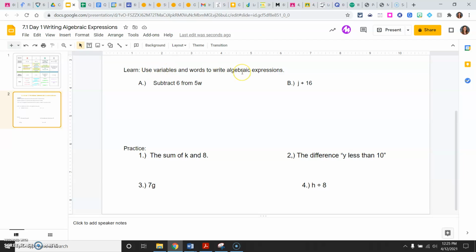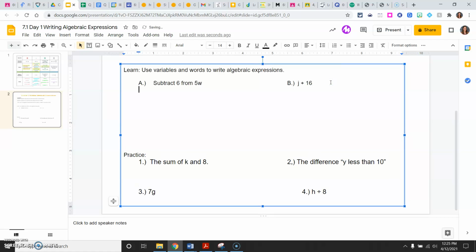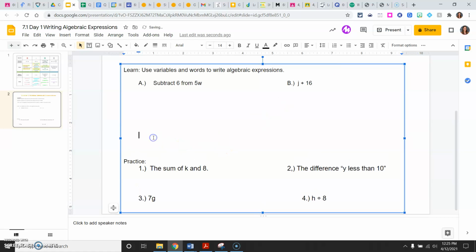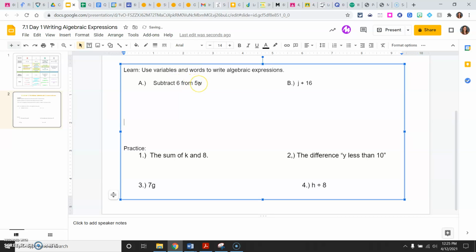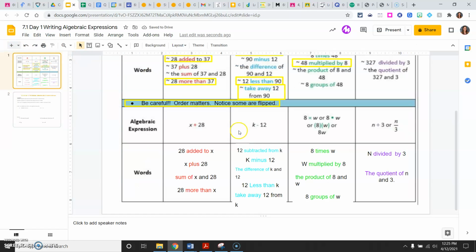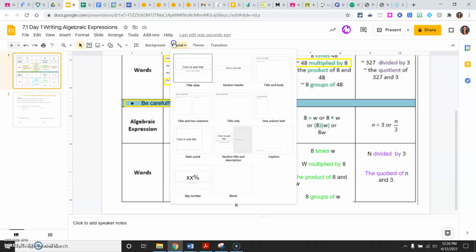Here, it says we're going to use variables and words to write the algebraic expressions. The first one is giving us words, and we have to tell what the algebraic expression is. We're going to subtract 6 from 5w. So we are writing the algebraic expression, and if 6 is being taken away from 5w, that means 5w comes first, and I'm going to subtract 6. If needed, I could come back here and look for the subtracted from and find that. Okay, that was pretty good.